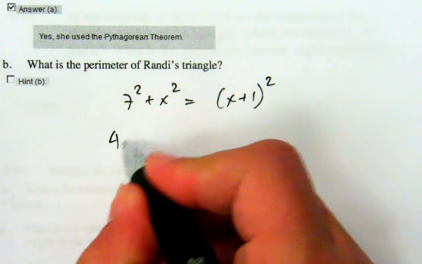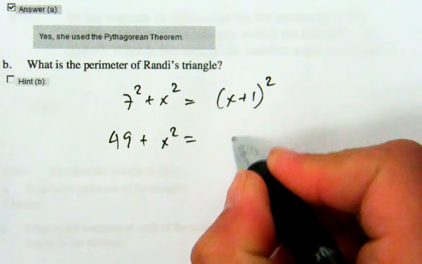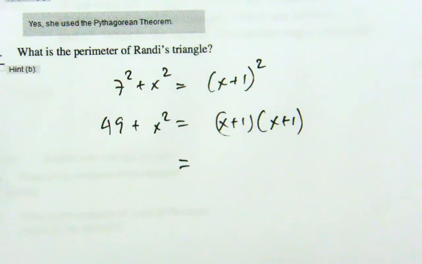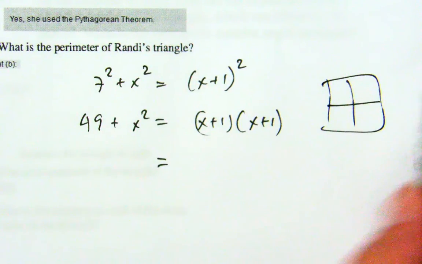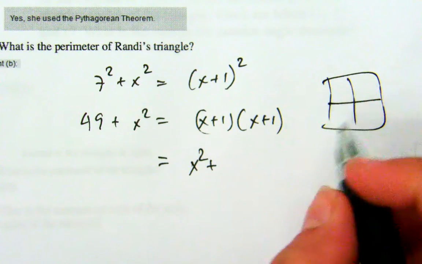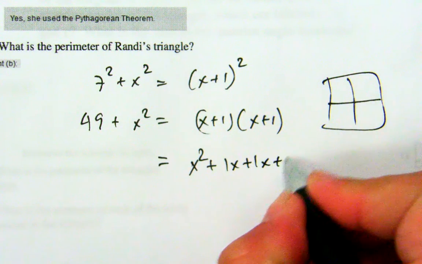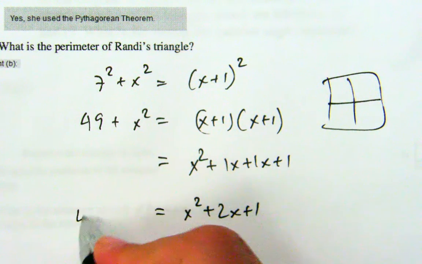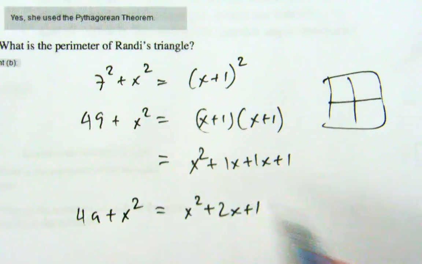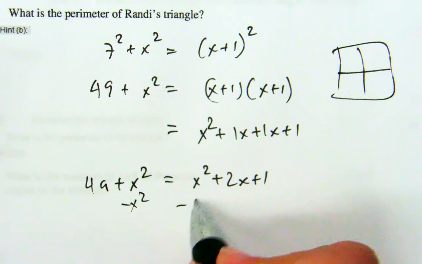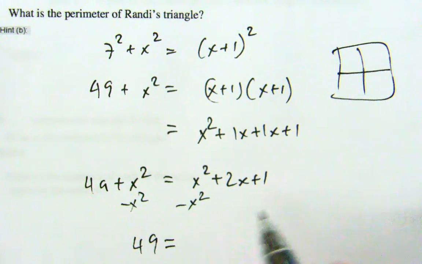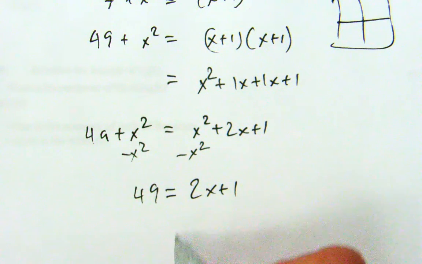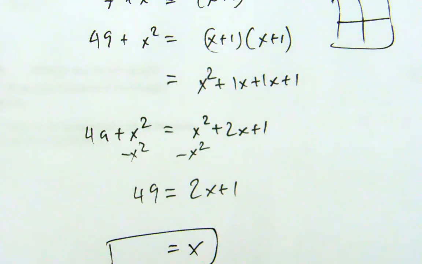So we have 49 plus x squared equals x plus 1 times x plus 1. So if you do a box for that, you should get x squared plus 1x plus 1x plus 1. So you get x squared plus 2x plus 1. So 49 plus x squared. I'm going to subtract the x squareds from both sides. So you get 49 equals 2x plus 1. So now your job is to solve for x.